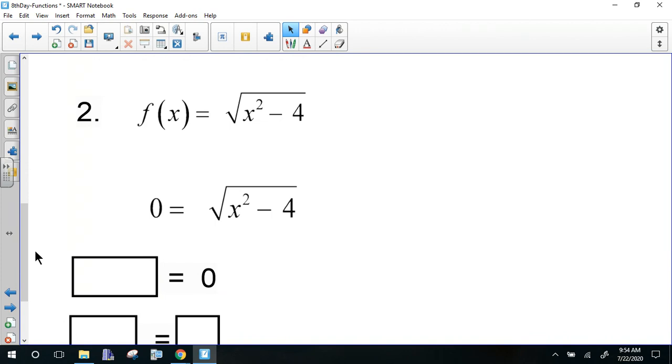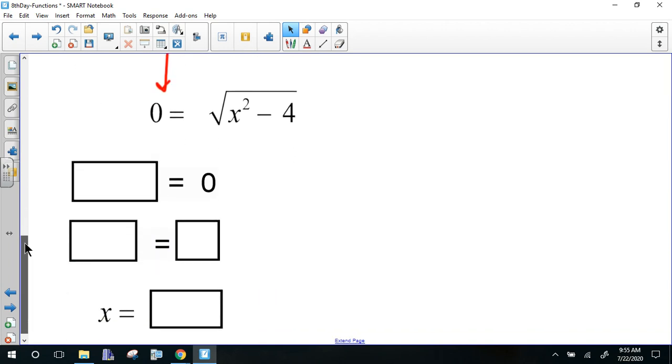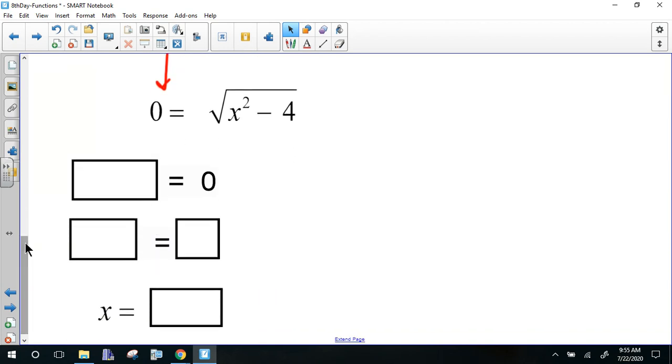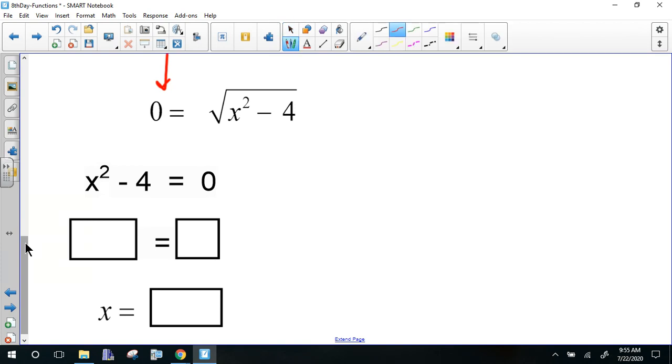Next example is radical. Again, we make f of x equals 0, and I solve for x. I need to get rid of the radical. It's a square root, so I square both sides. And when I do that, 0 squared is 0. If I square this, the radical goes away, and I'm left with x squared minus 4.